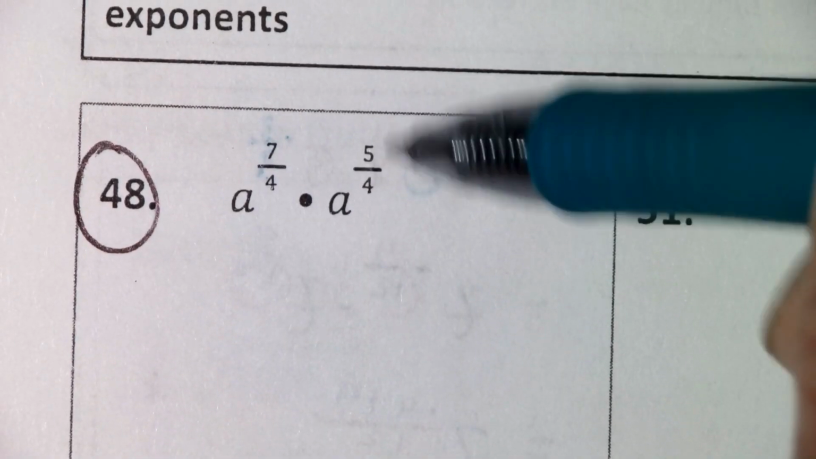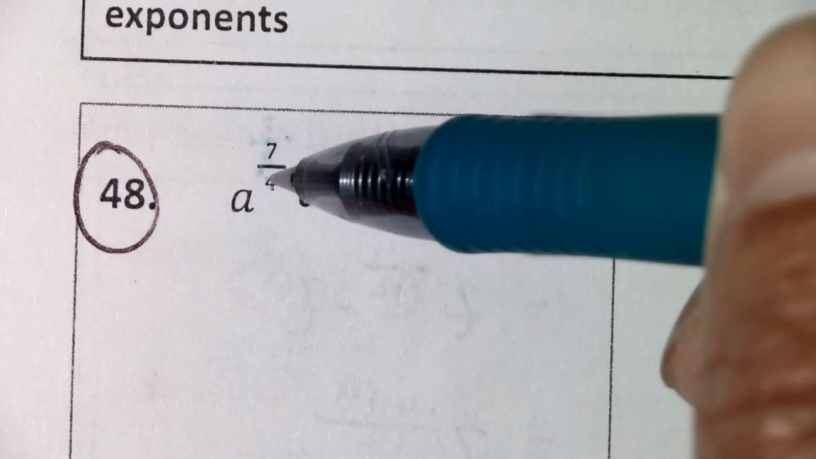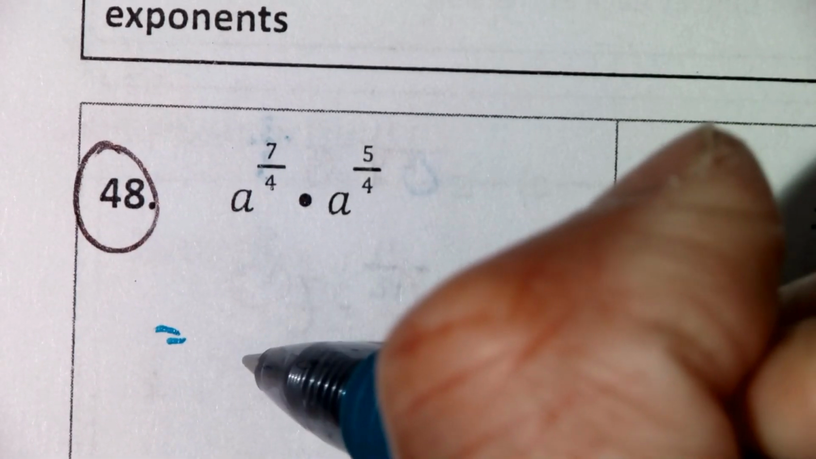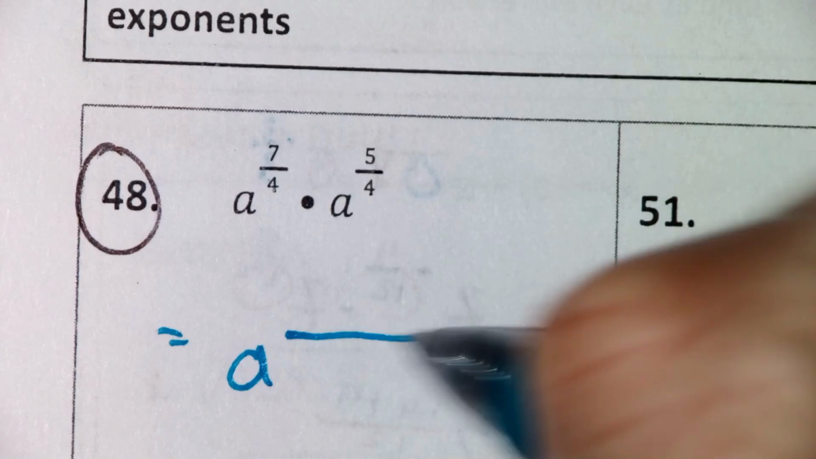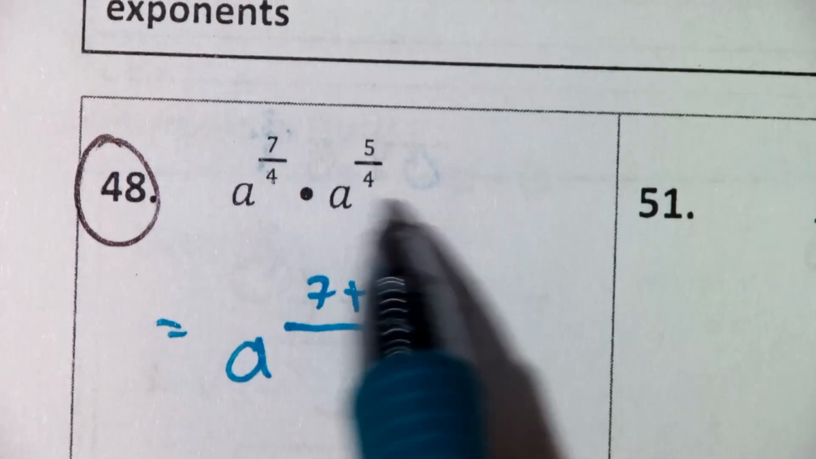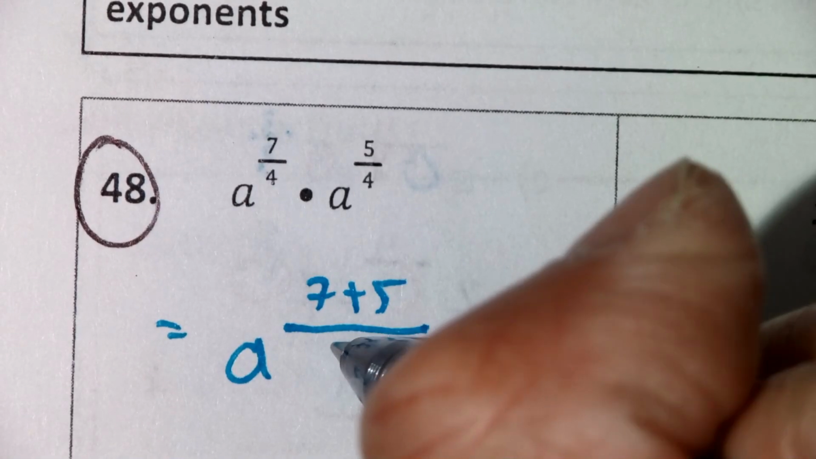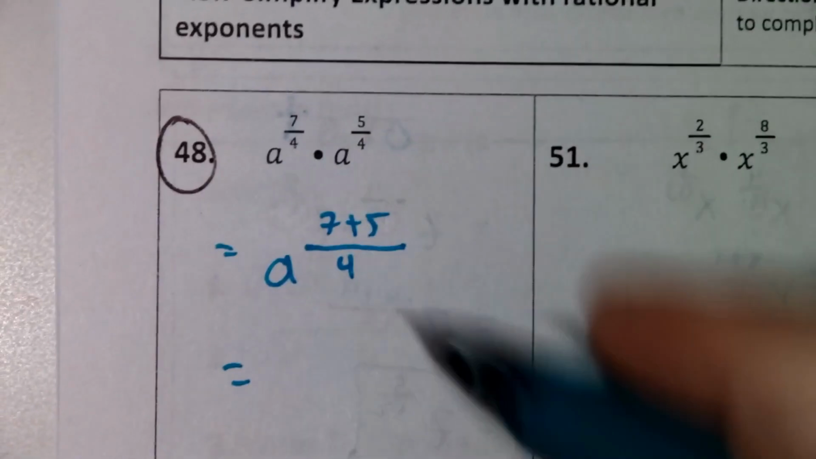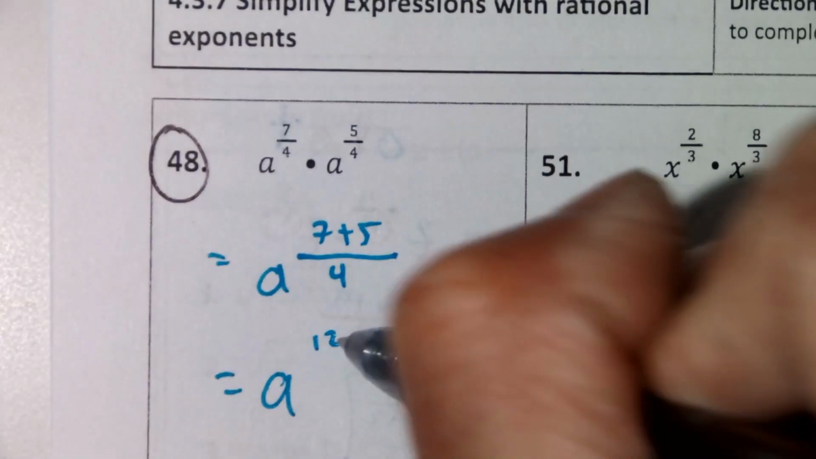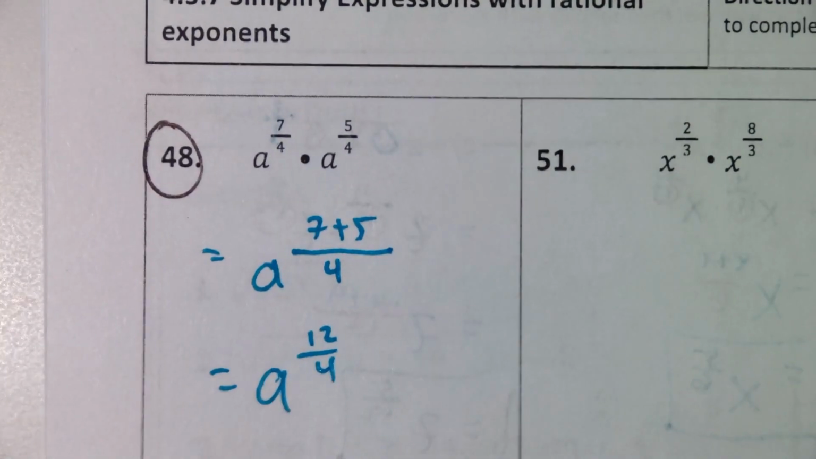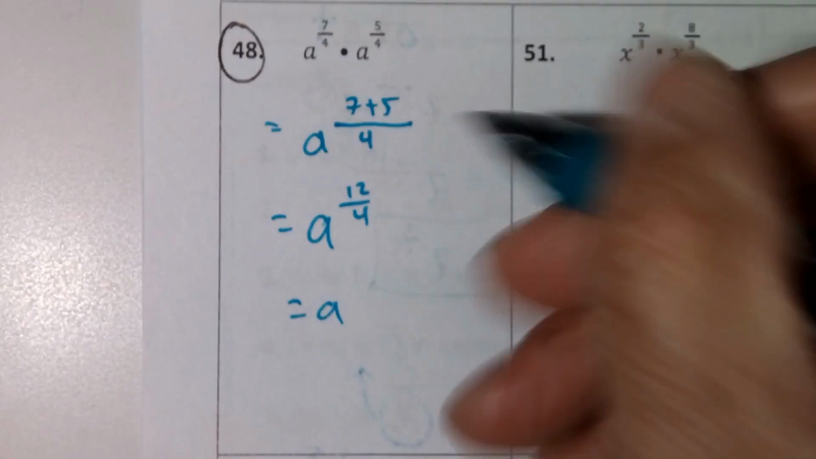I have a 4 there, that's good. Same base. You're multiplying, you add the exponents. 7 plus 5 gives me a 7 plus 5 over 4. And that'll give us 12 over 4, which you can reduce. Which reduces to a to the third power.